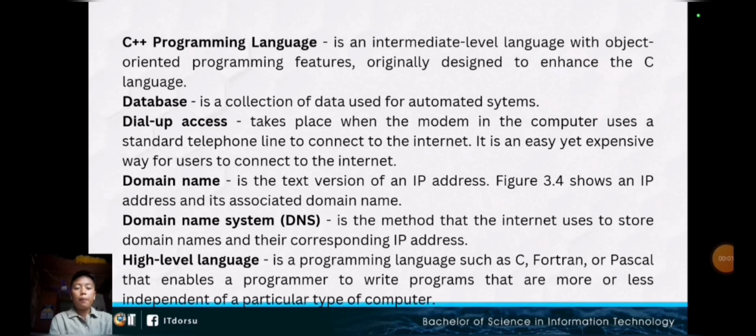Proceed to the rest of the keycaps. Dial-up access takes place when the modem in the computer uses a standard telephone line to connect to the internet. It is an easy yet expensive way for users to connect to the internet. So, when I say modem, it is a computer hardware device that converts data from a digital format into a format suitable for an analog transmission medium such as telephone or radio.